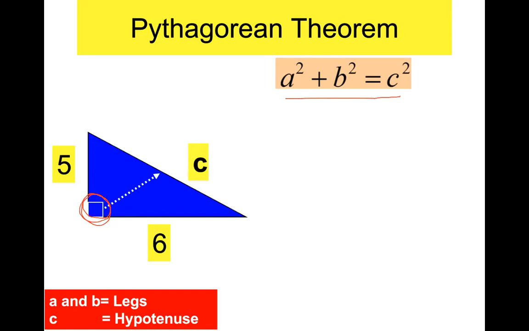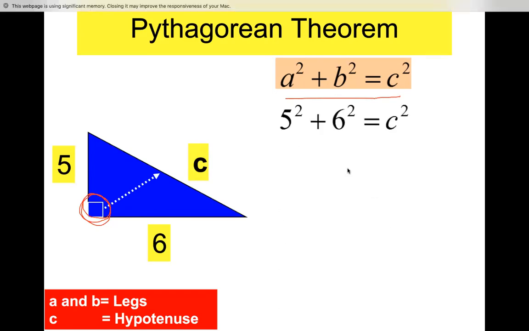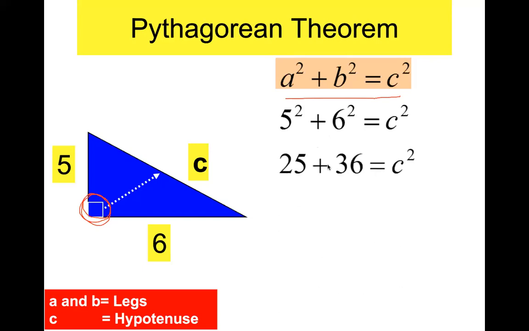Doesn't matter which is A and which is B. Either one of the legs could be A or B. What matters is which one is C. All right, so that's going to give me 5 squared plus 6 squared equals C squared. You just do that math. Hey, if you haven't memorized box 1 by now, you will soon. 5 squared is 25, 6 squared is 36. 25 and 36, do that math quickly, is 61.